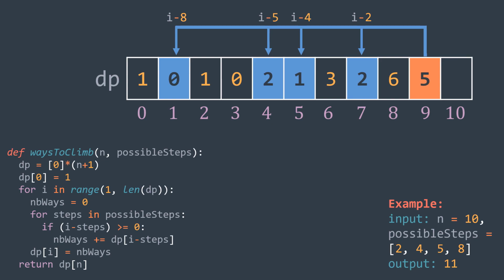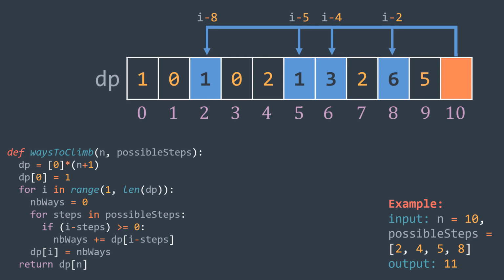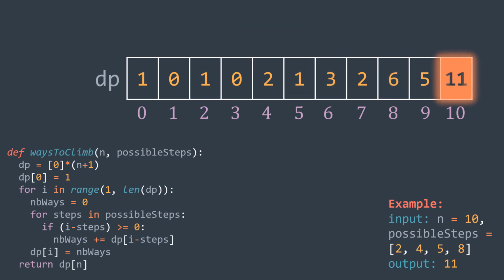Last element, the one we're searching for, dp of 10 is equal to dp of 8 plus dp of 6 plus dp of 5 plus dp of 2, which is 6 plus 3 plus 1 plus 1, which gives 11. We have 11 ways to reach the step 10.